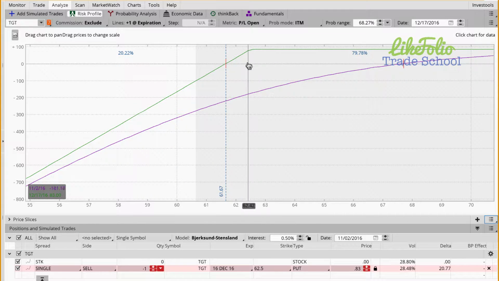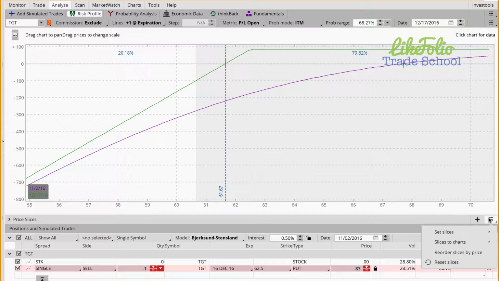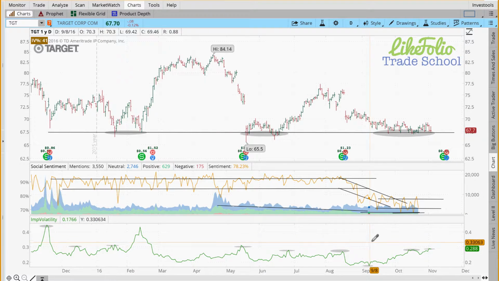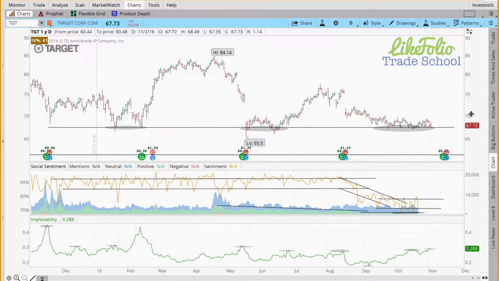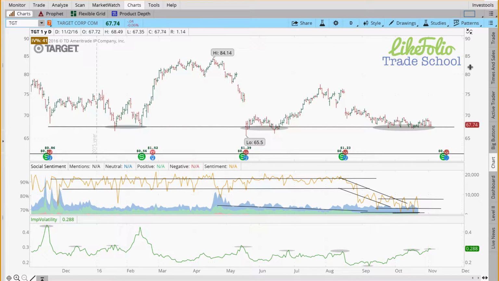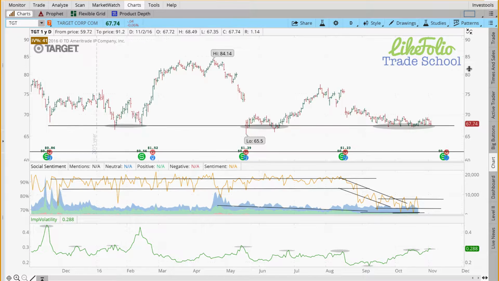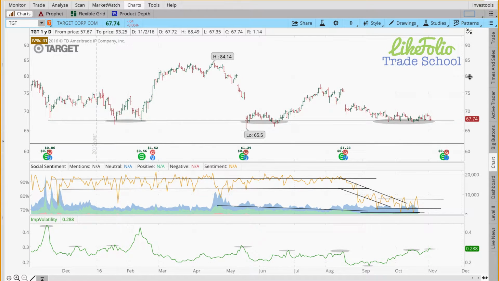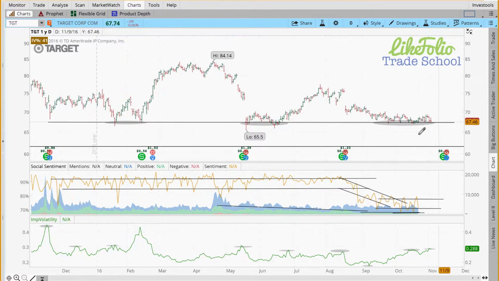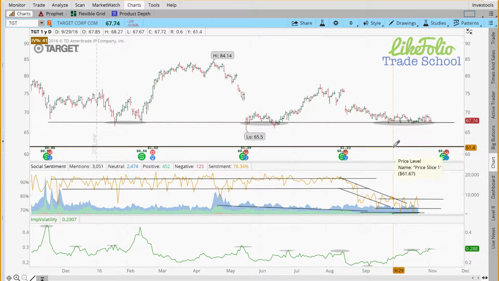So here we're looking at a situation where we have a break even of approximately 61.67. If we go back to the Show Actions menu, go to Slices to Charts and click the top left square, that's going to put the slice on our chart. As you can see, I couldn't even see it, so I'm left-clicking and holding on the y-axis over here, and sliding my mouse down to make this break even visible. So there it is. There's the break even.